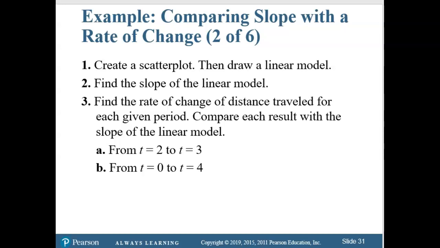Now, it's asking you to find the rate of change in distance between a given period. So now you're looking at the slope just between 2 and 3 and 0 and 4. Compare each result with the slope of the linear model. So you're going to go back to your table and look at what the rate of change was just between 2 and 3 and between 0 and 4. Then compare that to your linear regression. Please note in your notebook what you find.